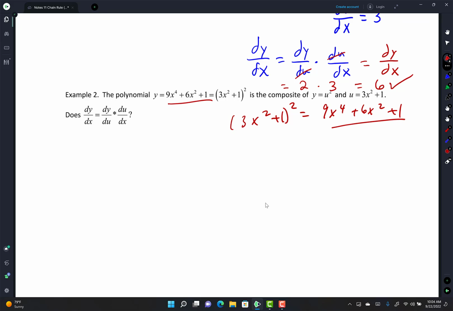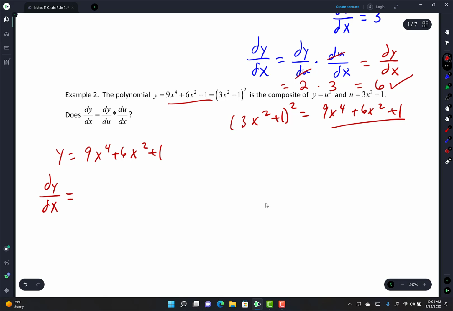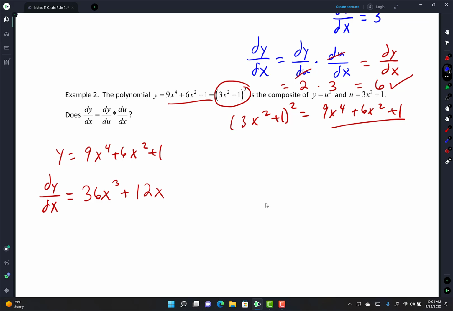Cool? So I'm going to write y equals 9x to the 4th plus 6x squared plus 1. I'm going to take the derivative of this with respect to x, dy dx. And I'm just going to do my power rule. What is 9 times 4? 36x to the 3rd plus, what is 6 times 2? 12x. There it is. That's it. That's my derivative, right? Okay. If I were to rewrite this in terms of, I'm going to change my color, so this is a good place to change colors if you have one. I can rewrite this as y equals u squared.